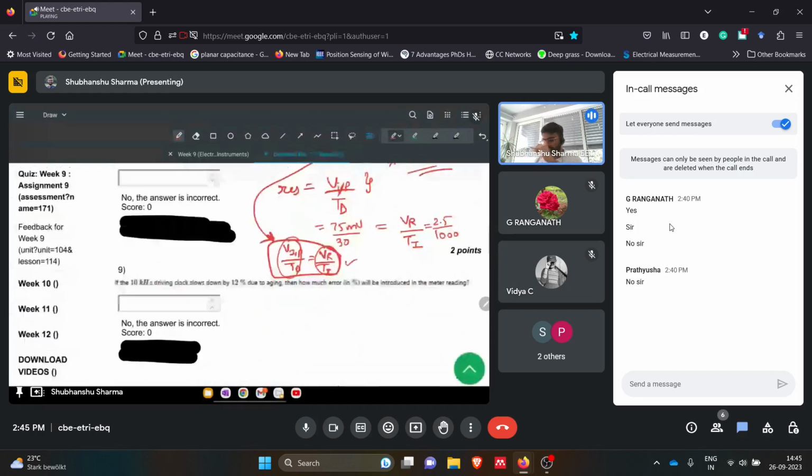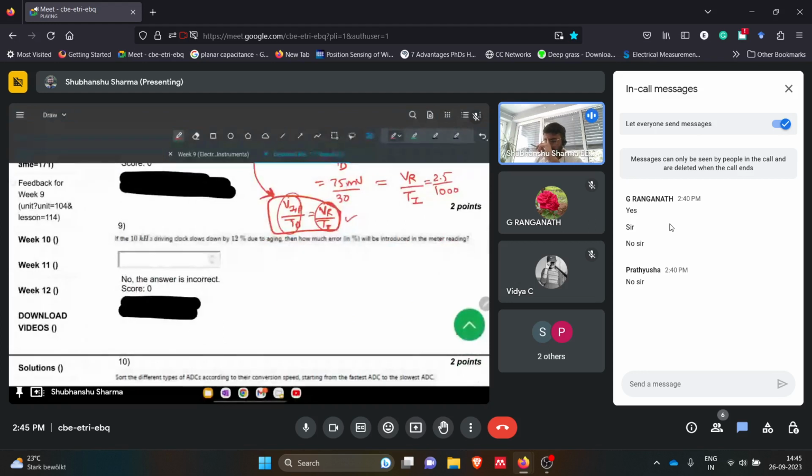Then the next question: if the 10 kilohertz driving clock slows down by 12% due to aging, then how much error will be introduced in the meter reading? So they are saying that the clock slows down by 12% due to aging factors and all those things. Then how much error will be introduced in the meter reading? Is it 10 kilohertz? Okay. So what should be the answer for this?